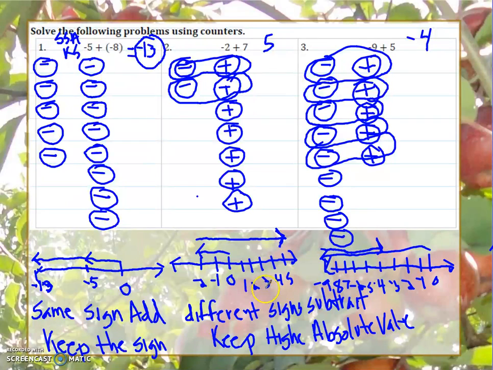We're going to use the rule different signs subtract. So we have different signs subtract. Keep the higher absolute value. 9 minus 5 is 4. The absolute value of negative 9 is 9. The absolute value of 5 is 5. Negative 9 has the higher absolute value, so we take its sign, so it's negative.